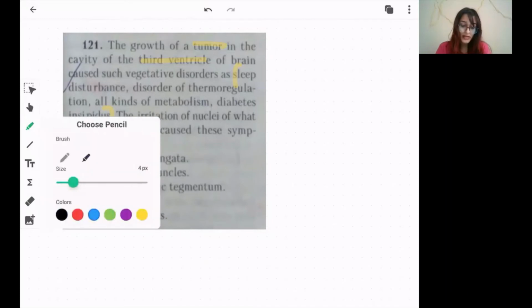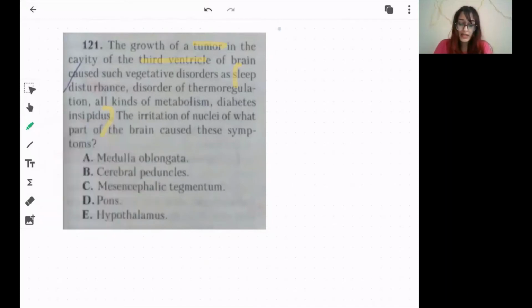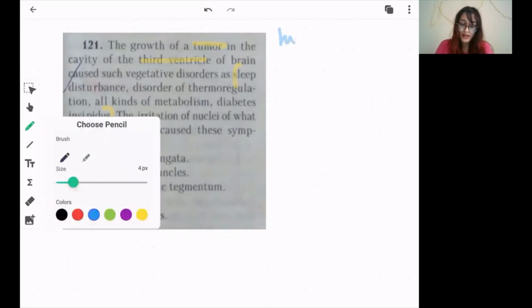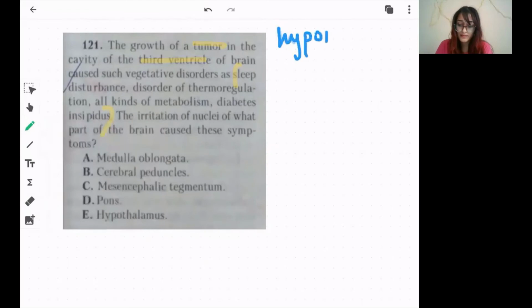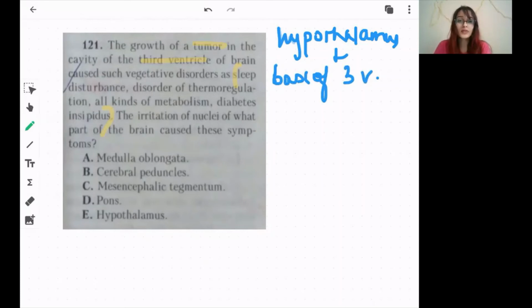So first of all, you know that the hypothalamus is at the base of the third ventricle. So obviously, if there's a tumor in the cavity of the third ventricle, it's going to irritate the nuclei that are present in the hypothalamus. There are many nuclei present in the hypothalamus that are mainly associated with physiology. So we will discuss it in physiology.